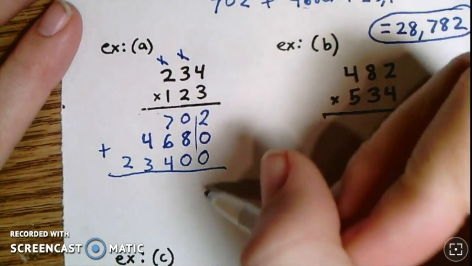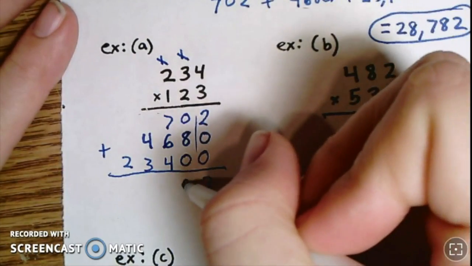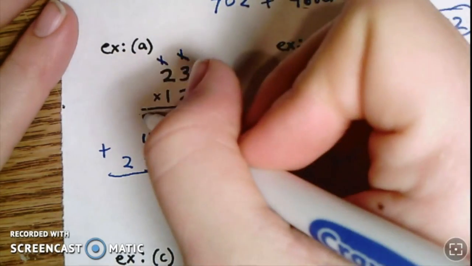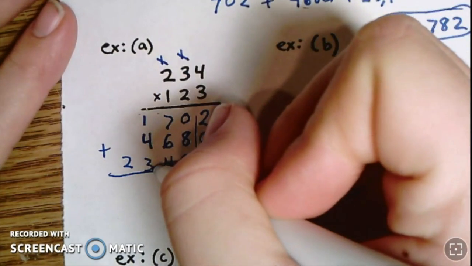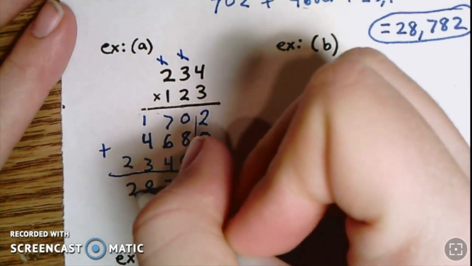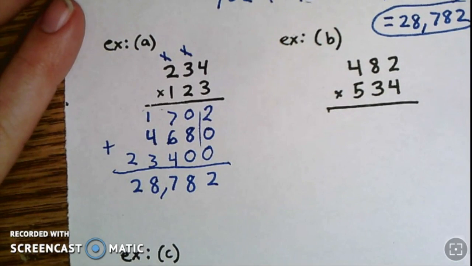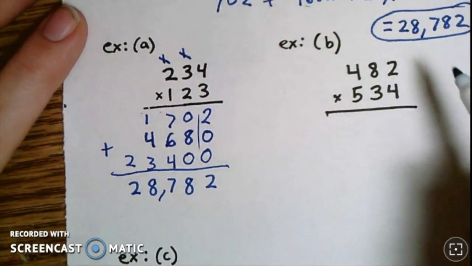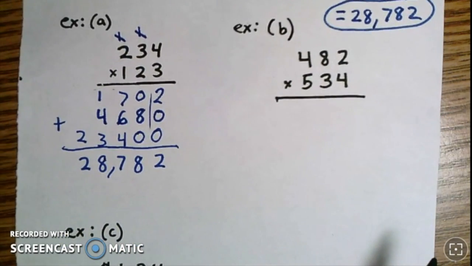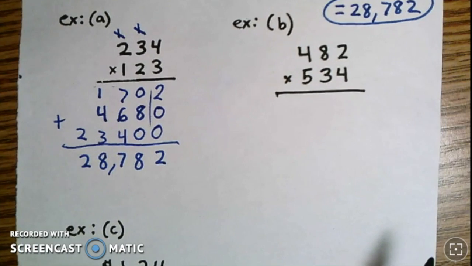2 plus 0 is 2. 8. 6 and 4 is 10, so 17. 4 plus 3 is 7, so 8. 2. 28,782. And look, if I check it with what we got before, that is the same answer. So there you go. That's how you multiply by 3-digit numbers.